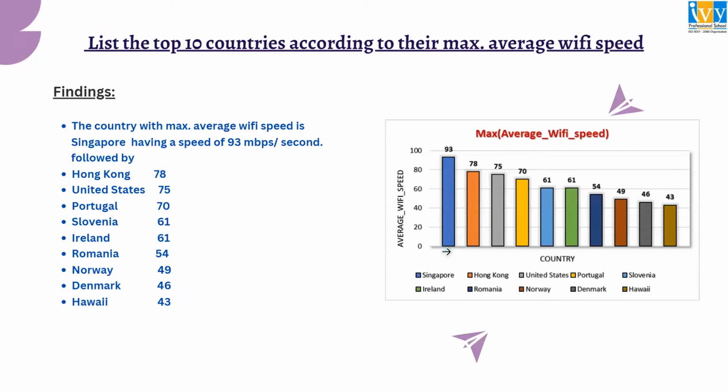We can see that Singapore has the maximum average Wi-Fi speed of 93 Mbps, followed by Hong Kong, United States, Portugal, Slovenia, Ireland, Romania, Norway, Denmark, and Hawaii.